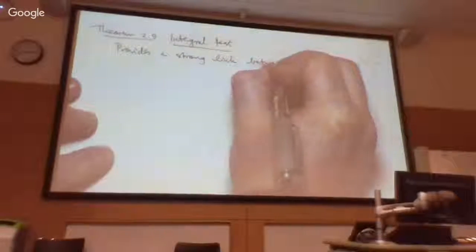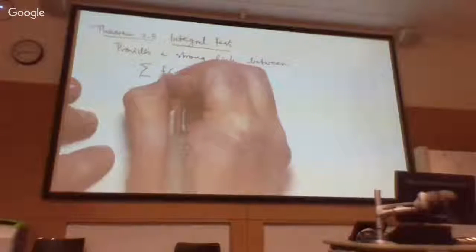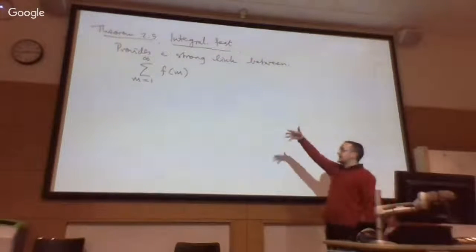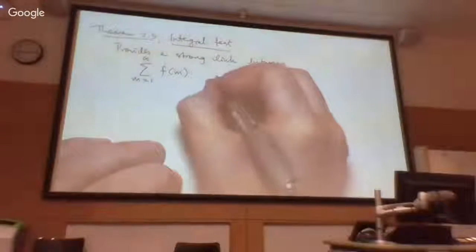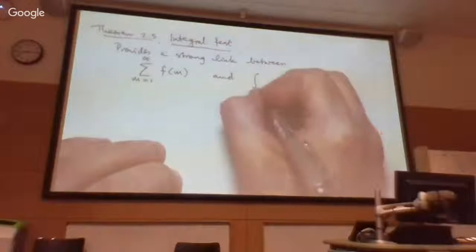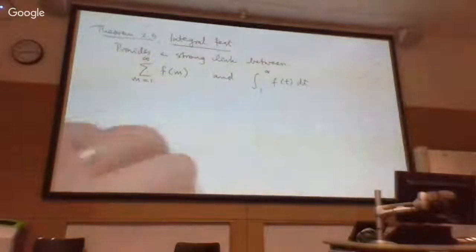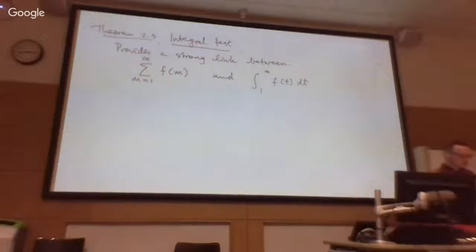between, on the one hand, adding up all the values. This is our series, the sum of a_m, and in this case, the a_m's are supplied by this function f of m. And this object here, which is the integral of the function across all the real numbers. And we'll be examining integration in detail after Christmas.